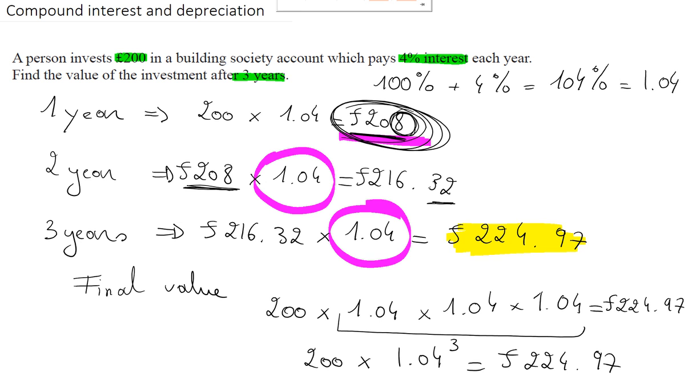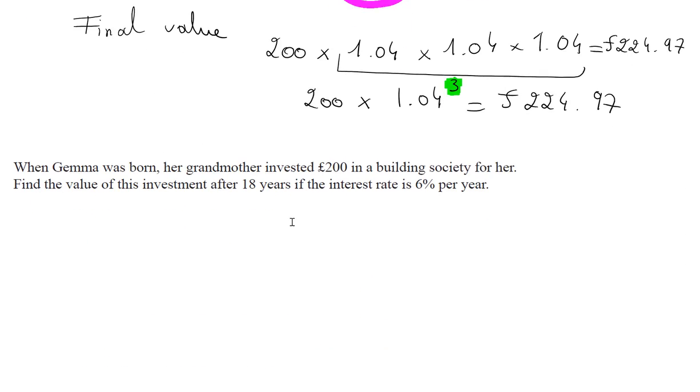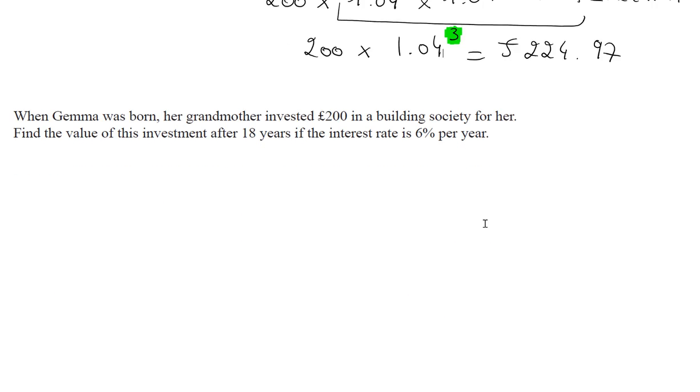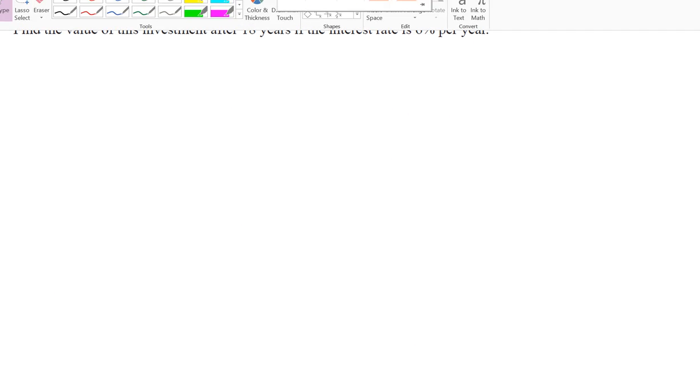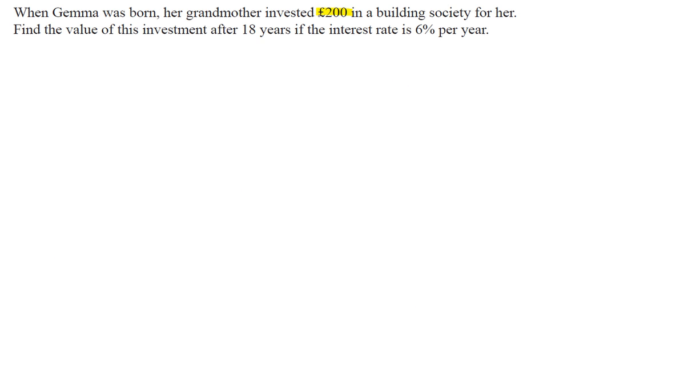And it's no coincidence that the question asked for 3 years, because this here is the amount of years that you actually invest. Now, let's have a look at another example. Alright. When Gemma was born, her grandmother invested £200 in a building society for her. Find the value of the investment after 18 years if the interest rate is 6% per year. Okay, what do I need?